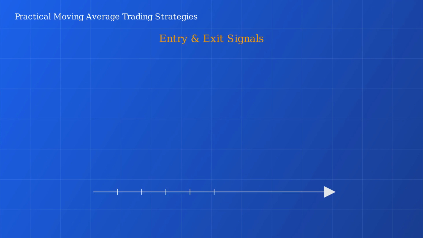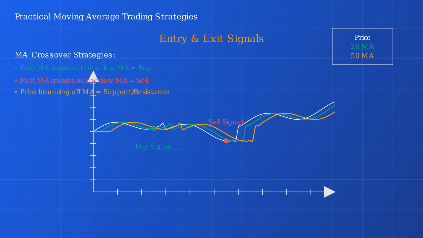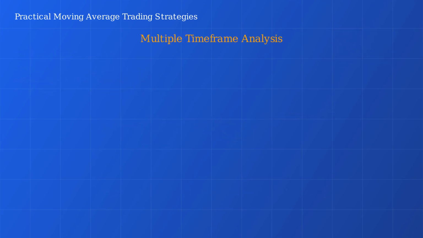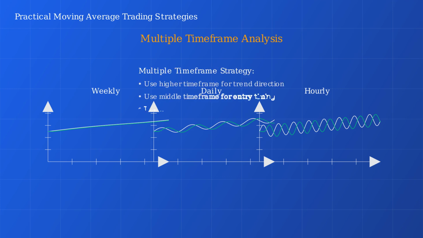Moving averages provide clear entry and exit signals for trades. Two popular strategies include crossovers and bounces off moving averages. When a faster moving average crosses above a slower one, it generates a buy signal. When it crosses below, it creates a sell signal. Moving averages also act as dynamic support and resistance levels, where price often bounces. Traders often analyze multiple timeframes to confirm signals and improve accuracy. A common approach is to use the higher time frame to determine overall trend direction, the middle time frame for entry timing, and the lower time frame for precise entry points.